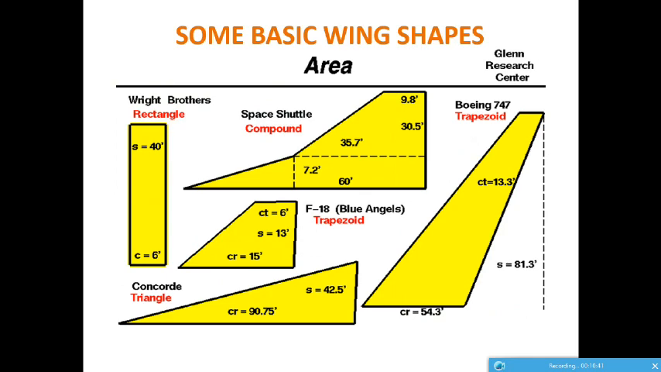These are some of the shapes of the wing. This one is the rectangular wing which I told you about earlier. This is the delta wing, and this wing is usually suited for passenger aircraft or jet aircraft.